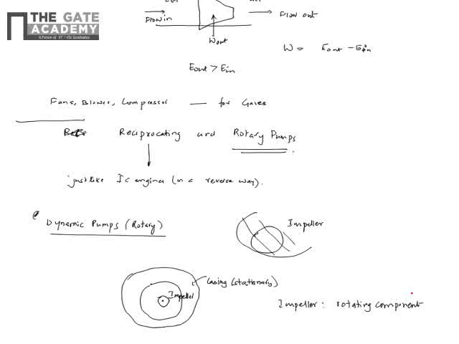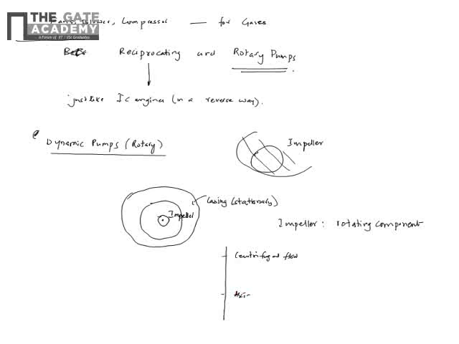These kinds of pumps you can call rotor dynamic pumps, and basically the impeller is the component which imparts momentum to the fluid. Now, depending on how the flow enters and how it goes out, you have the centrifugal pump, the axial pump, and the mixed type.